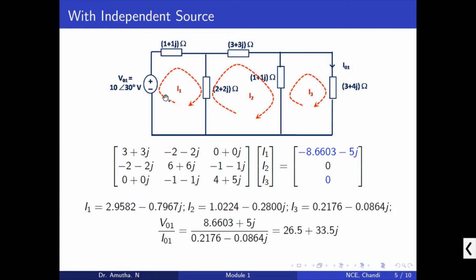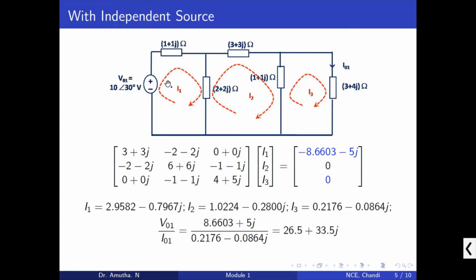First, for example, if you are taking dependent sources, I am taking one circuit with the dependent sources, voltage of magnitude 10 and angle 30 degrees. I am trying to do the mesh current equations. Here three loops are there, so I1, I2, I3 are the loop currents. These are not the branch currents. We are trying to find out I1, I2, I3.